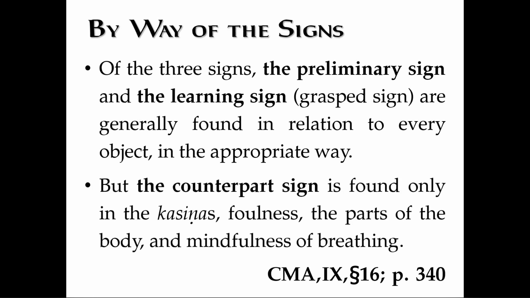But the counterpart sign is formed only in kasinas. We have 10 types of kasina meditation method, 10 types of foulness meditation, asubha bhavana, the 32 parts of the body, and mindfulness of breathing. So the counterpart sign is found only in these: the 10 kasinas, the 10 foulness meditations, the 32 parts of the body meditation and mindfulness of breathing meditation. So altogether 22 have the counterpart sign.